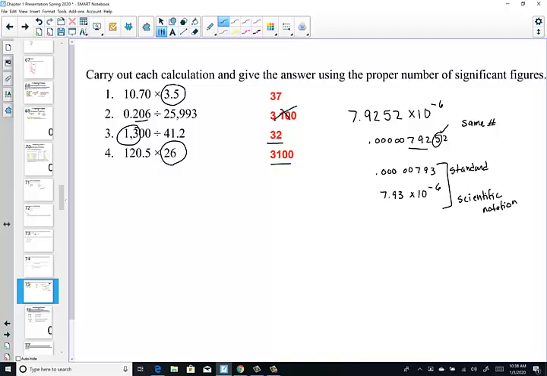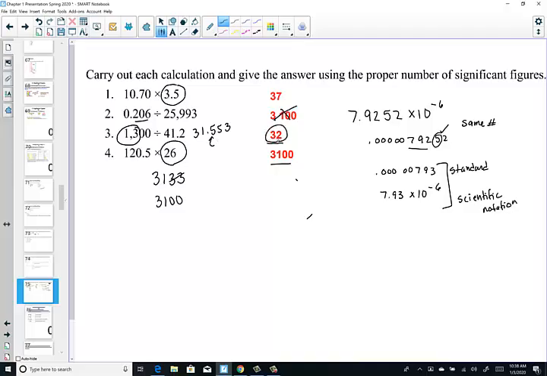$120.5 times 26. The answer came out 3133. Since we're only allowed to report 2 sig figs, we drop these. No decimal. We don't want those zeros to be significant, so no decimal point there. 1300 divided by 41.2. That's where your screen said 31.553. So therefore only 2 sig figs allowed. This number made us round up to the 32.